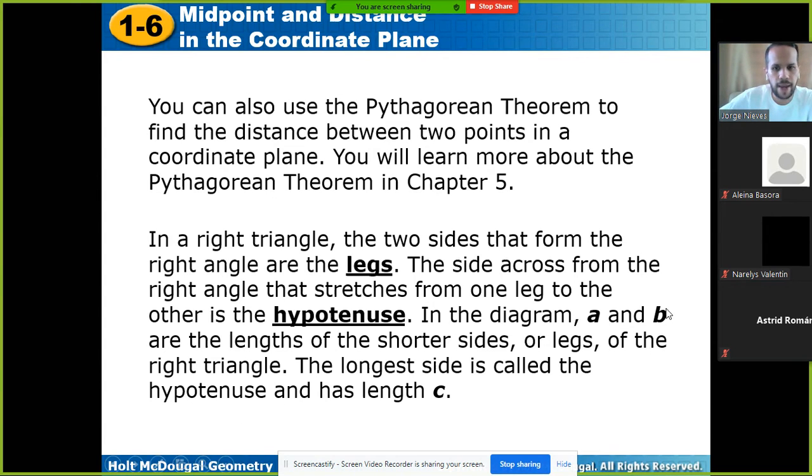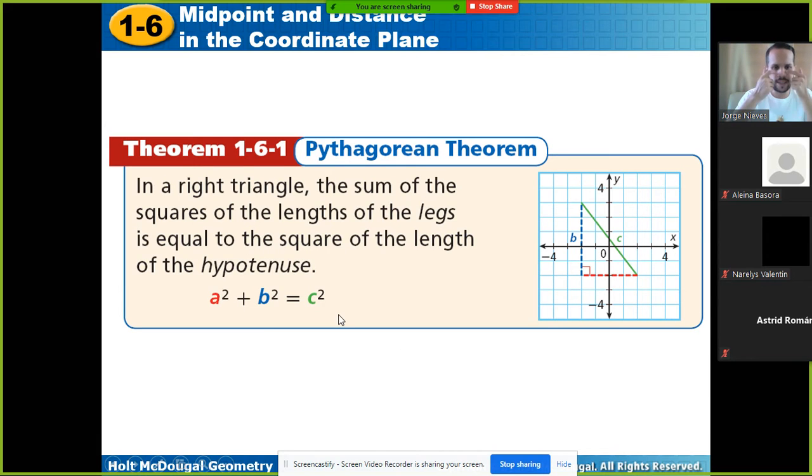In the diagram, A and B are the lengths of the shorter sides. The longest side is what we call the hypotenuse and has length C. So basically this is what we're talking about. We've got sides A and B that are the legs of the right triangle. They are the shorter sides.